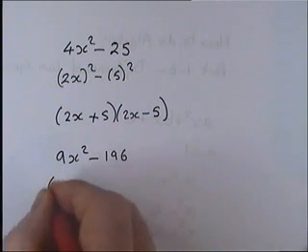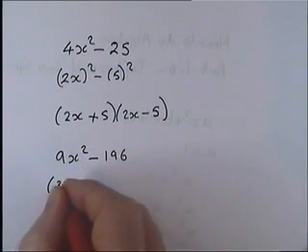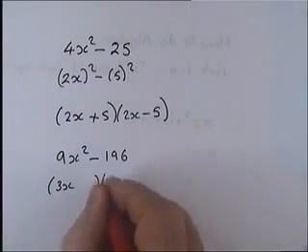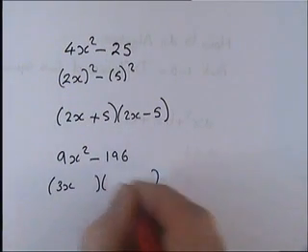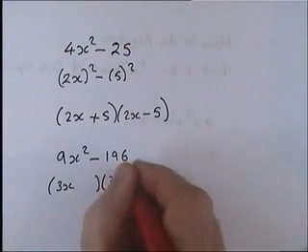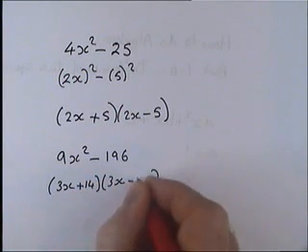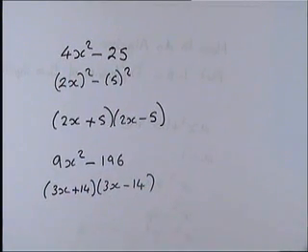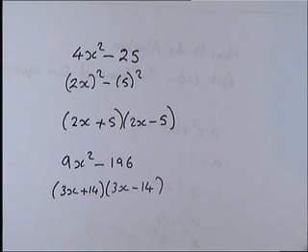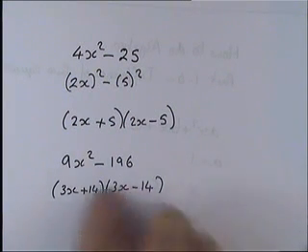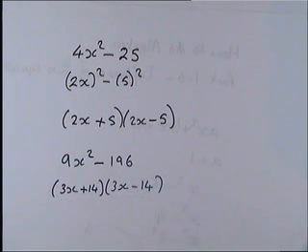Okay, well, the 9x squared square rooted is 3x, and the 196 square rooted is 14. So it simplifies to 3x plus 14, 3x minus 14. So that's the difference of two squares. Very important. It's only a short video, but it's well worth looking out for when you are doing harder problems. These difference of two squares come up a lot on grade A simplifying fraction questions.